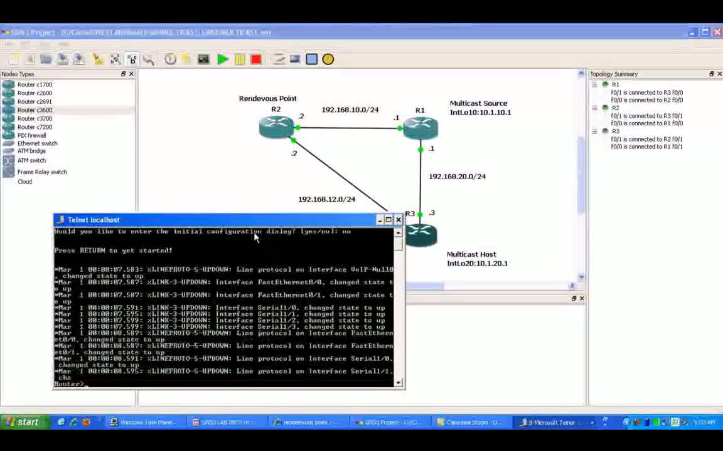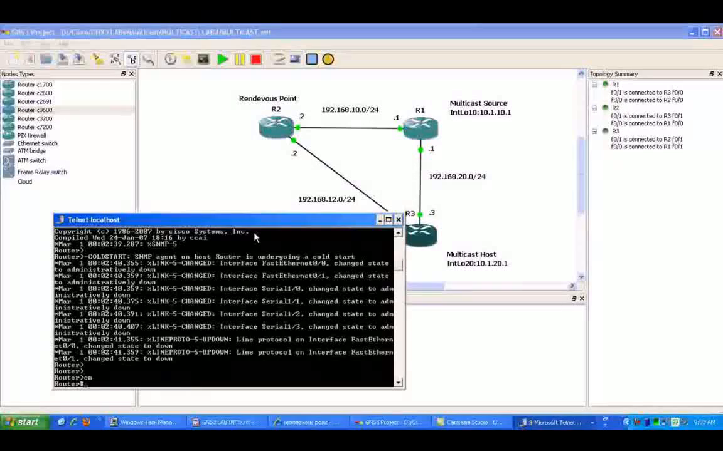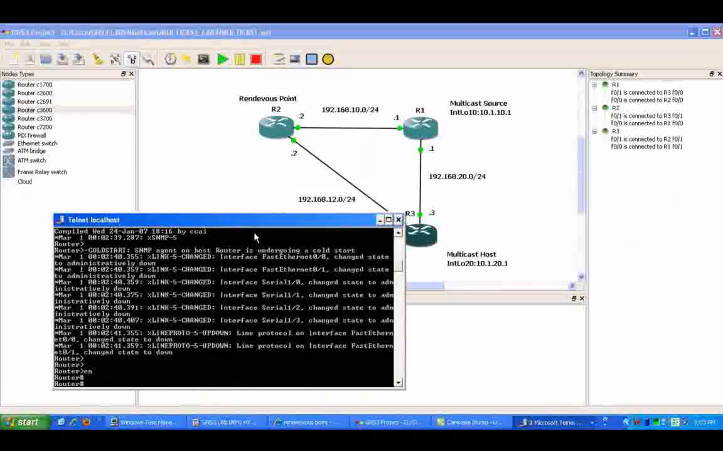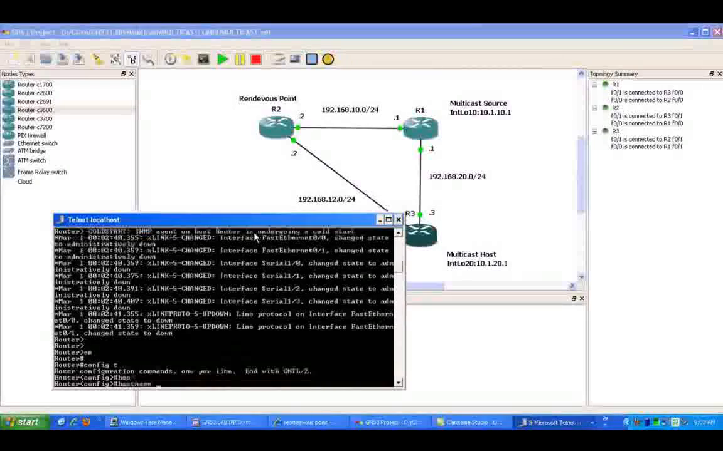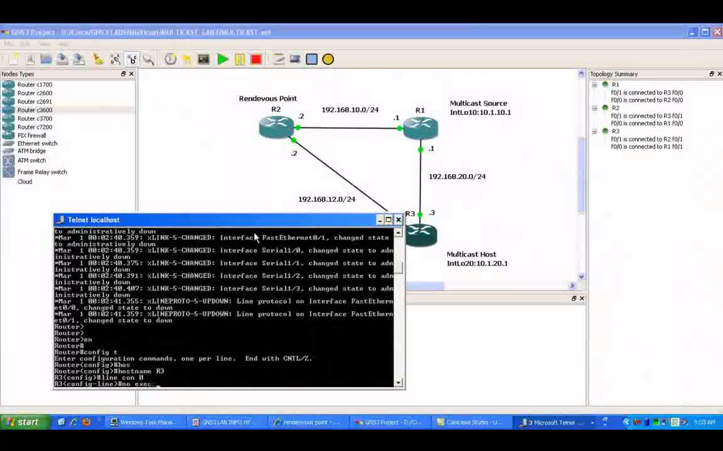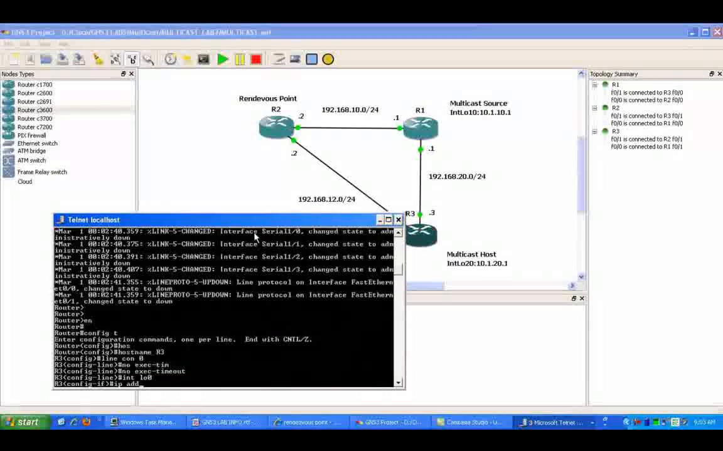Router 1 and router 2 have been configured with the interfaces and also the IGP, our Interior Gateway Protocol. So let's go ahead and finish up with router 3. We'll give it the host name of R3. We'll set the line console 0 for no exec timeout. And we'll go under interface loopback 0.